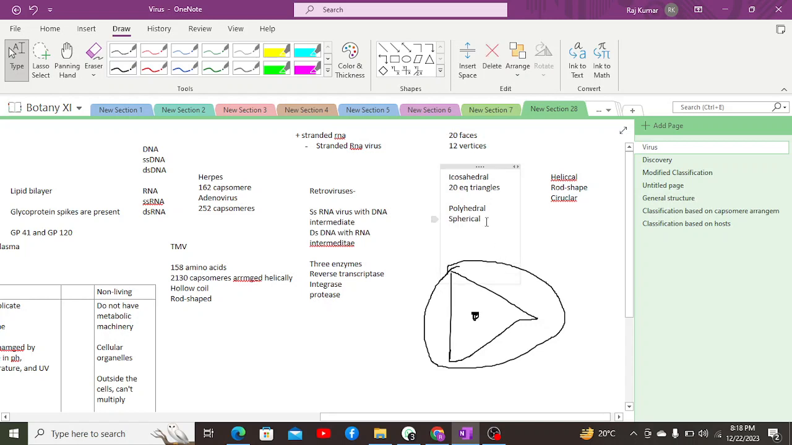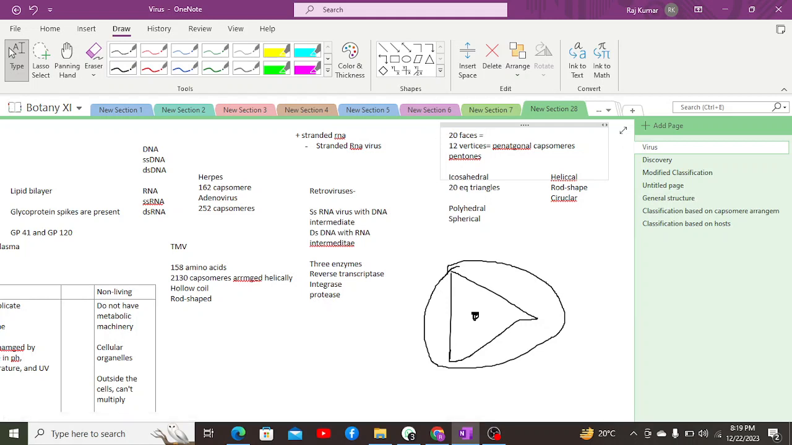Moreover, when it comes to some other parts, for example, if we are going for the polyhedral shape, within this structure of polyhedron and spherical shape, the 12 vertices and 20 faces have several capsomeres. The 12 vertices have pentagonal capsomeres known as pentones. These are constant in all of the polyhedral and spherical viruses.